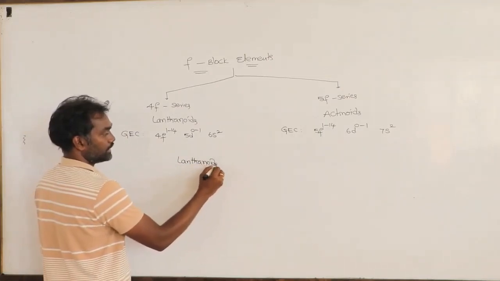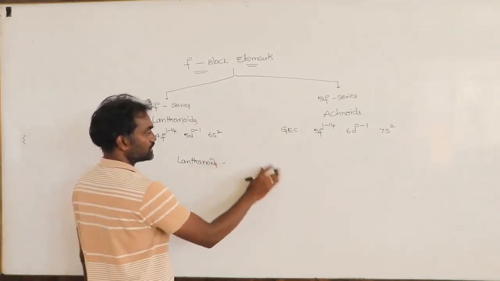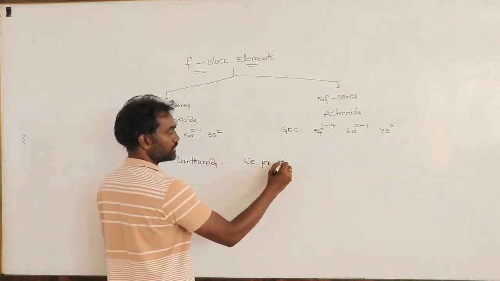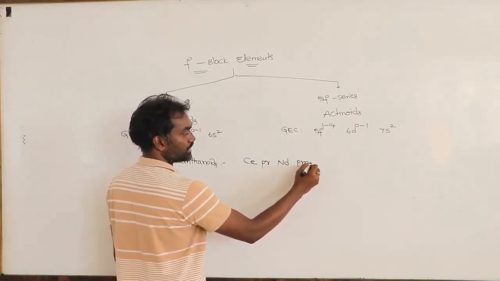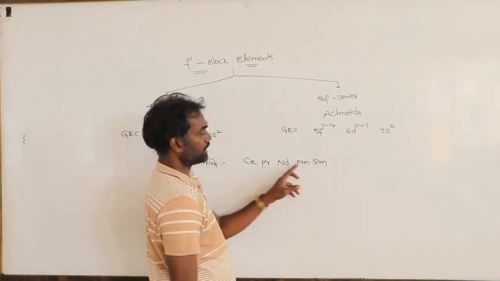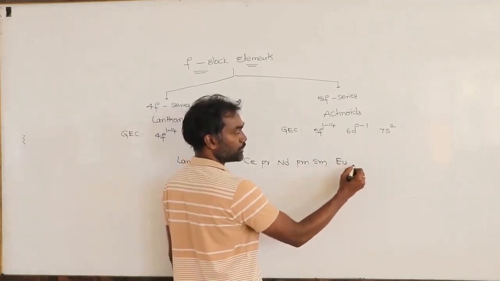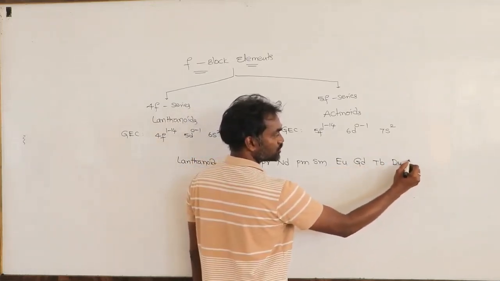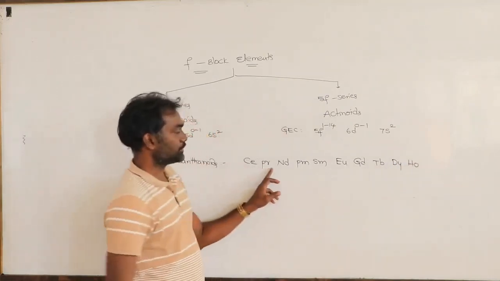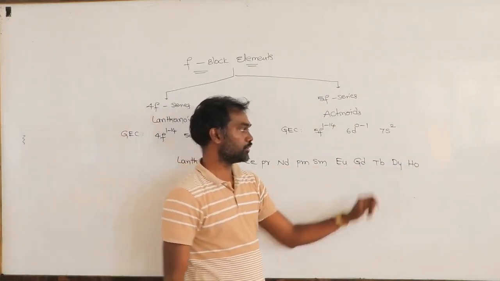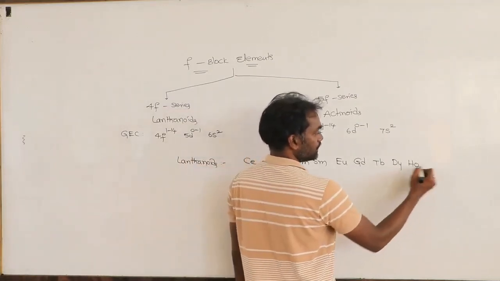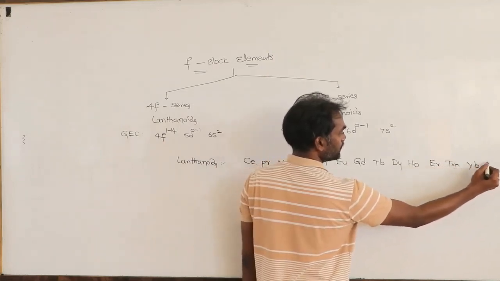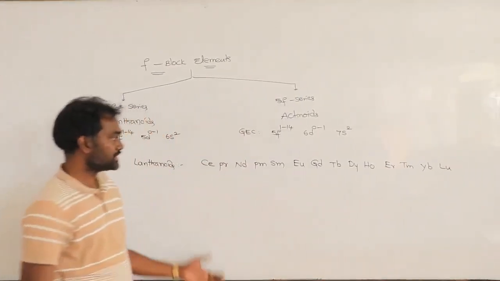Lanthanides: cerium, praseodymium, neodymium, promethium, samarium, europium, gadolinium, terbium, dysprosium, holmium, erbium, thulium, ytterbium, lutetium. So where do these start?